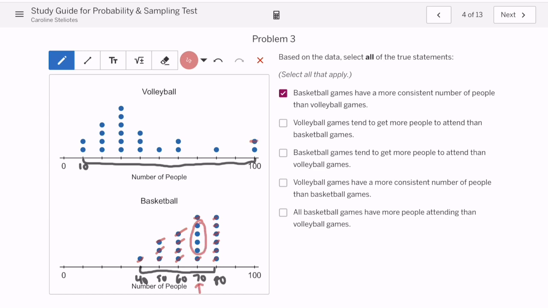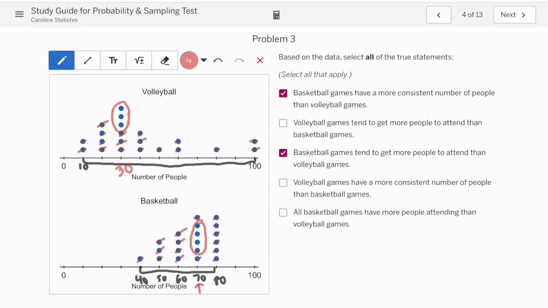And then we could do the same thing for volleyball. But it's fine if you're doing the same process visually, crossing off one higher, one lower, until we're left with the median for volleyball as being 30. So volleyball games tend to get fewer people, not more. Basketball games tend to get more people. Volleyball games have a more consistent number of people than basketball games. That's not true. That's the opposite of the first one that we already chose.